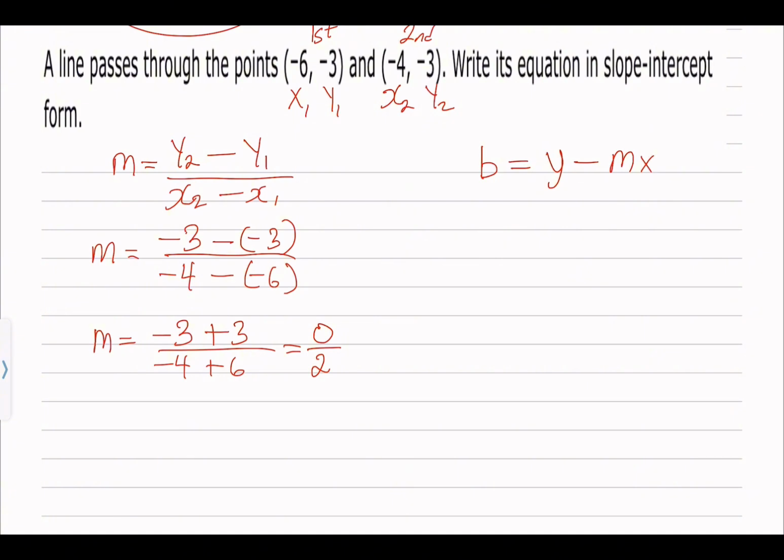So what is 0 divided by 2? It's right there. 0 divided by 2 is what? 0. 0 divided by any number is what? 0. So now, let's go to the next one. Let's go to the next cheat code, B. We need B.